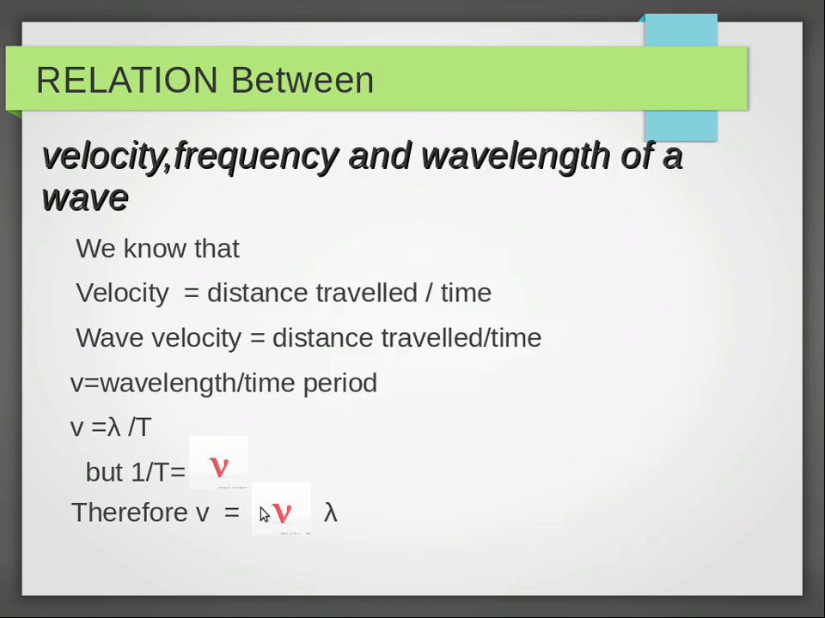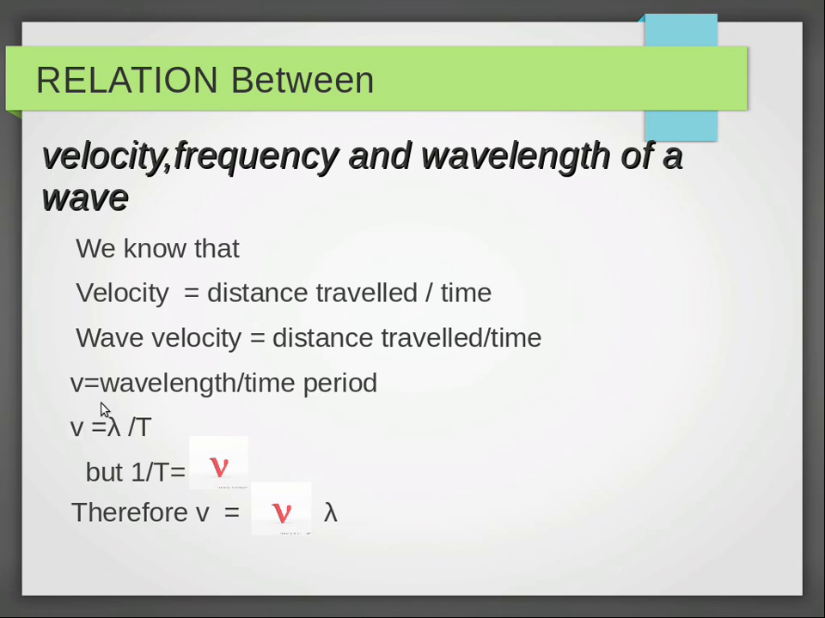Now we can have a relation between three very important characteristics of a wave, that is velocity, frequency and wavelength. We know that velocity is distance travelled by time. Therefore, wave velocity will be equal to distance travelled by time taken. So, wave velocity we represent by v, and distance travelled will be equal to the wavelength. Let us take a fixed distance, that is wavelength, and we know that one wavelength will be travelled in a time known as time period. So distance travelled is equal to wavelength, and time taken for this wavelength will be its time period.